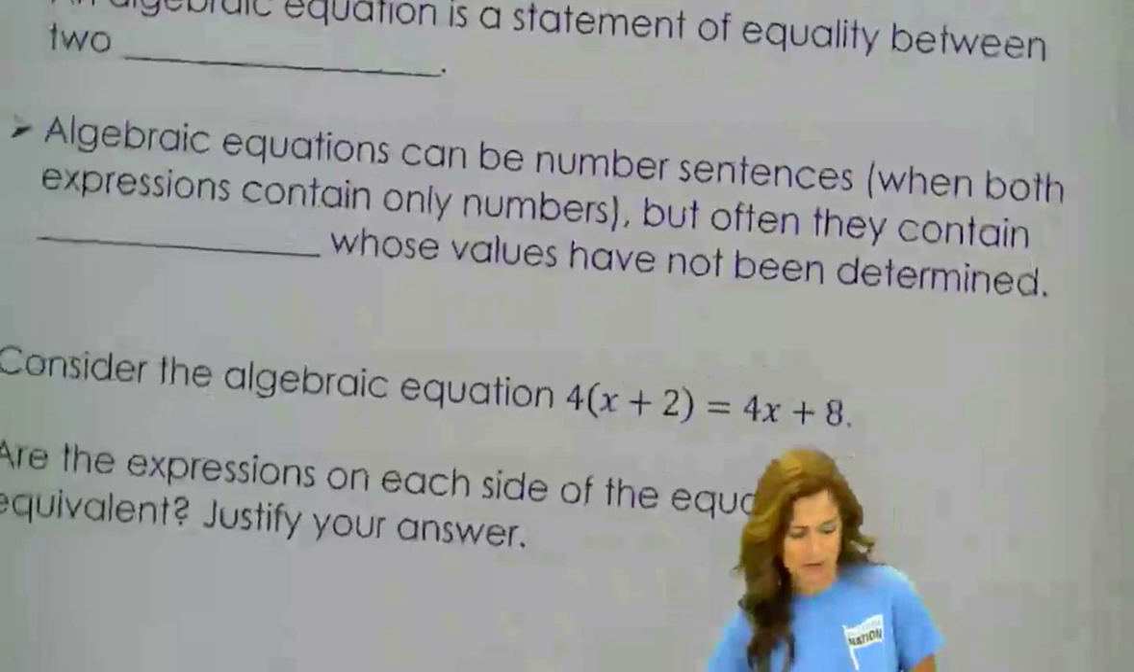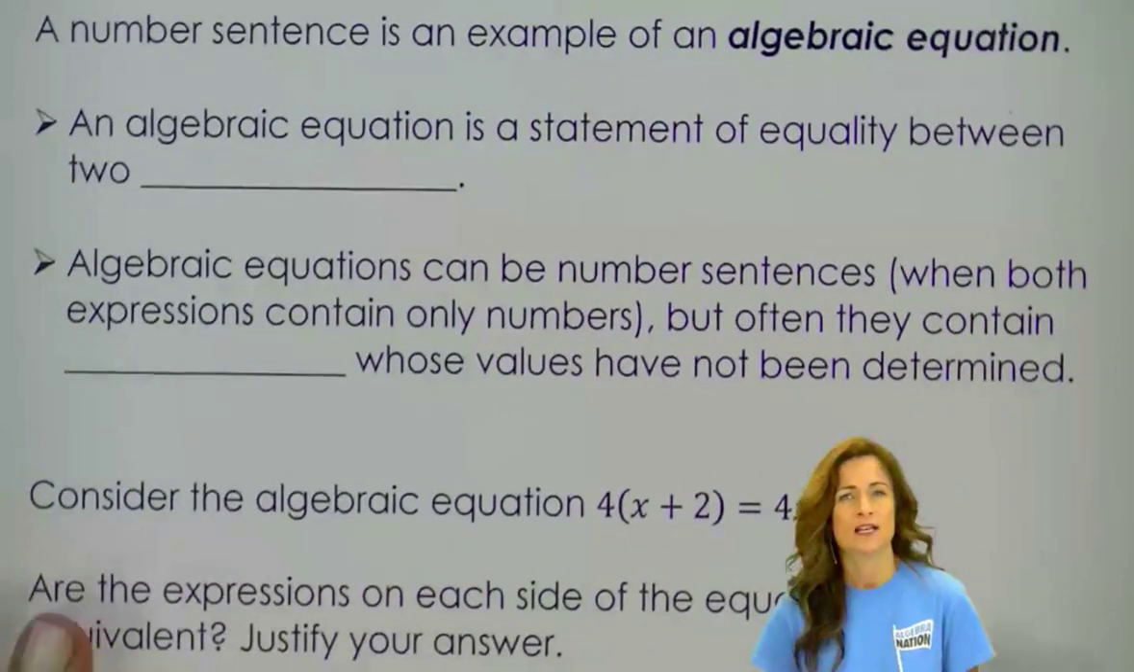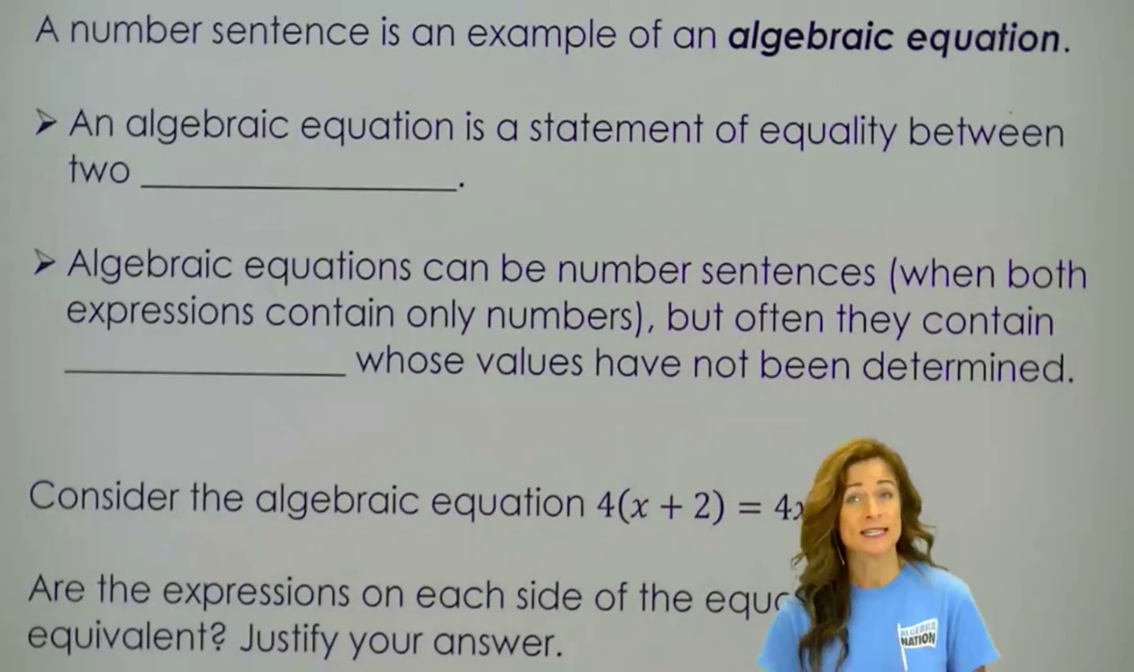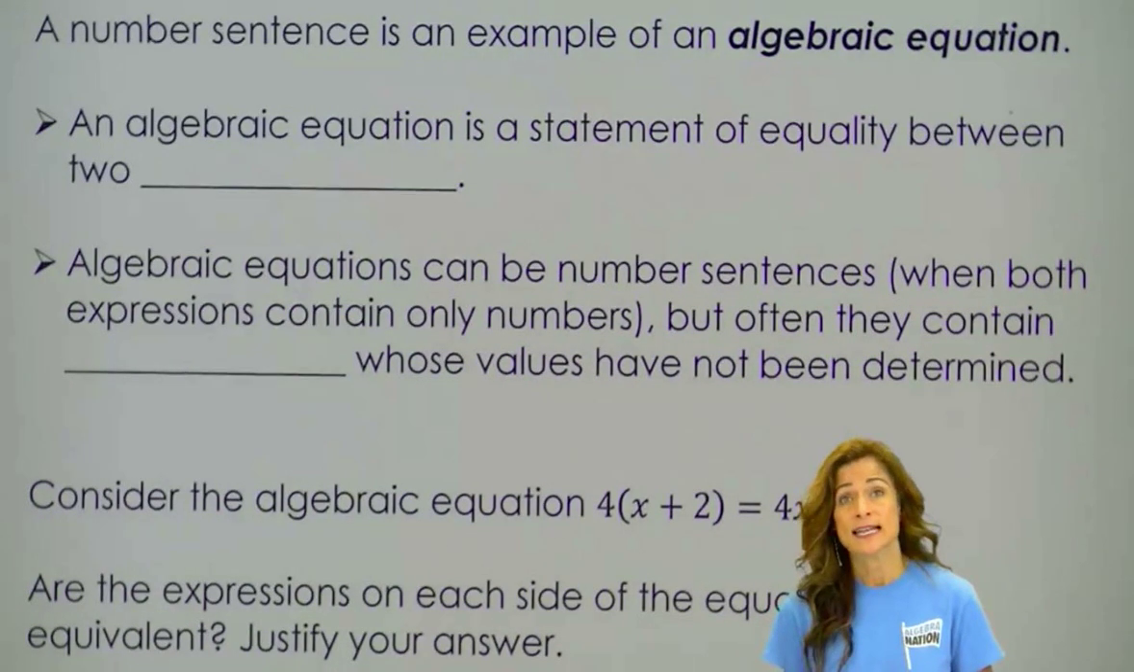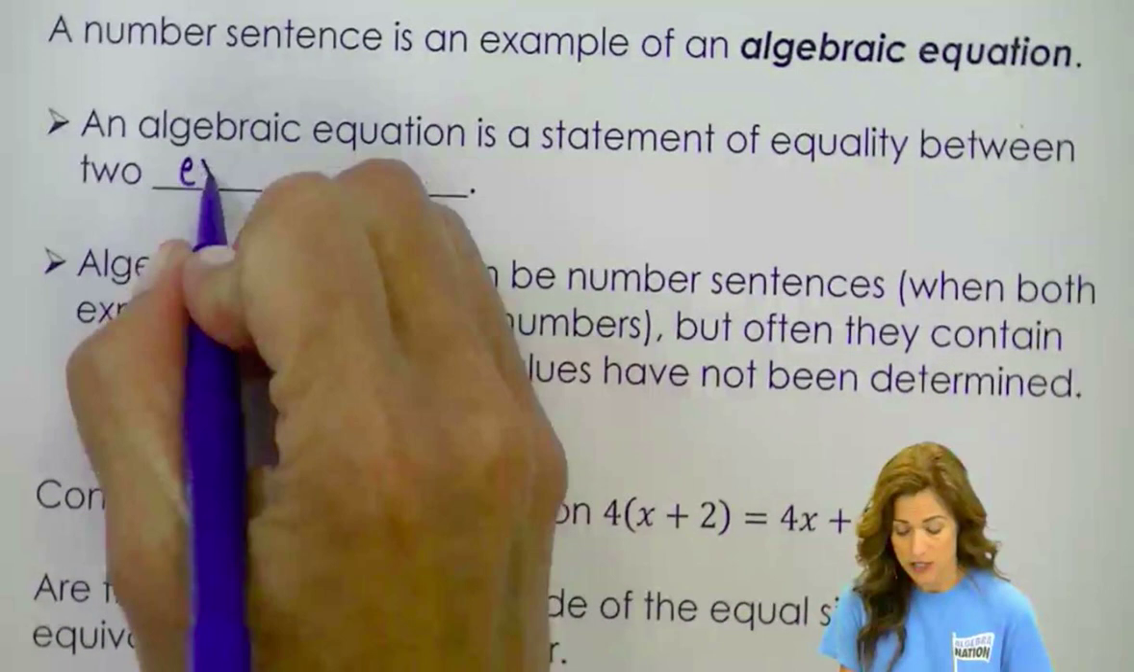Okay, well, let's look at a few more things. A number sentence is an example of an algebraic equation. An algebraic equation is a statement of equality between two expressions.